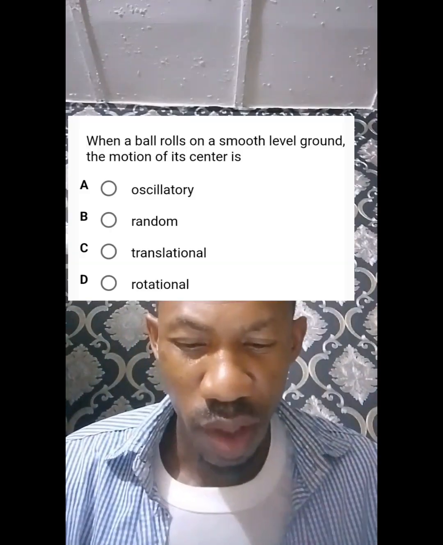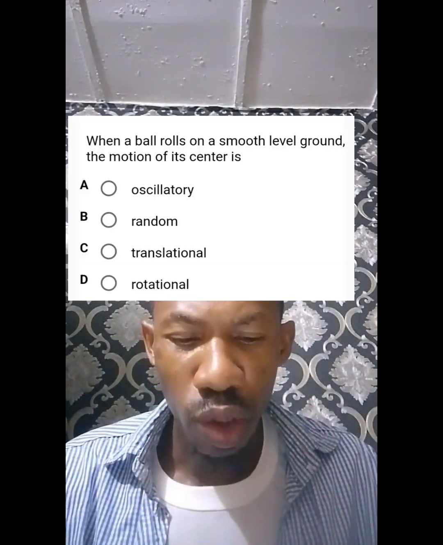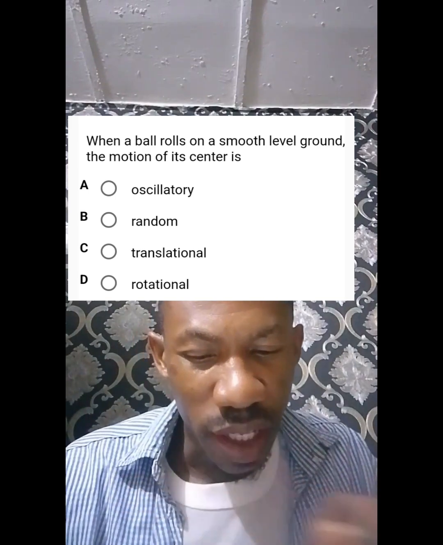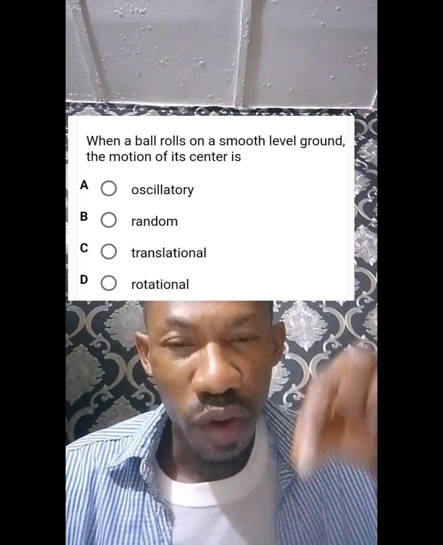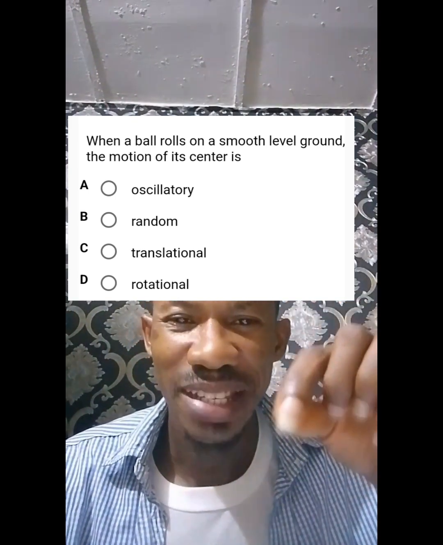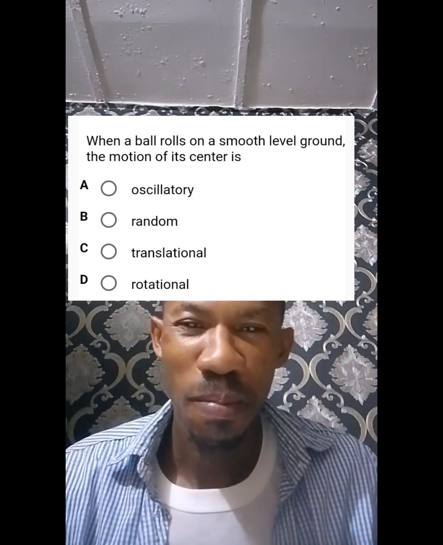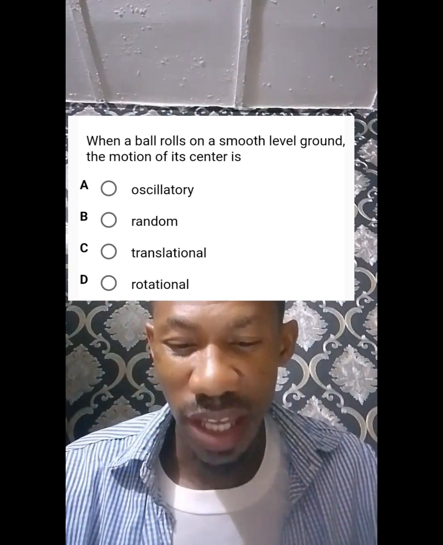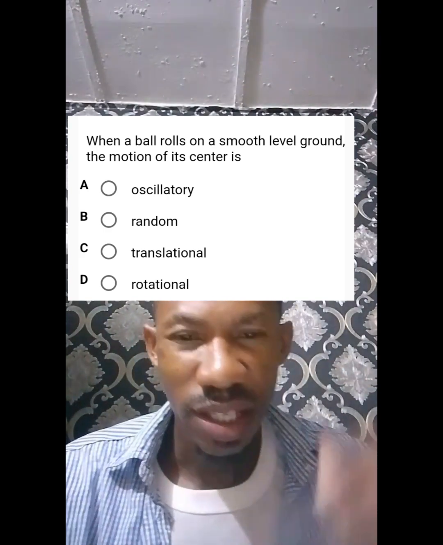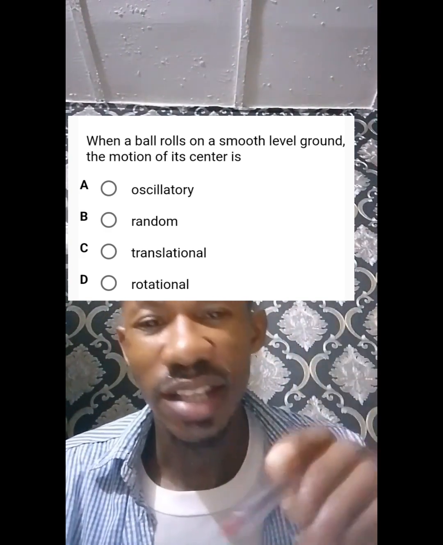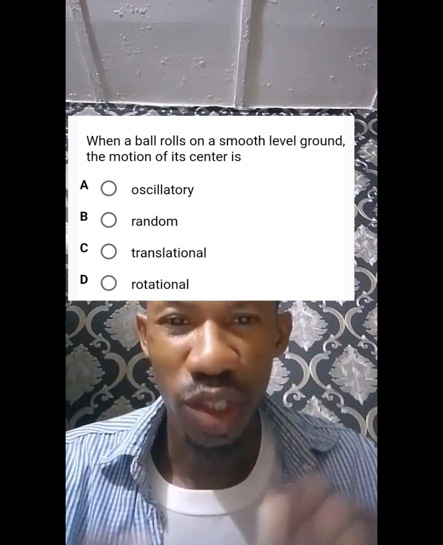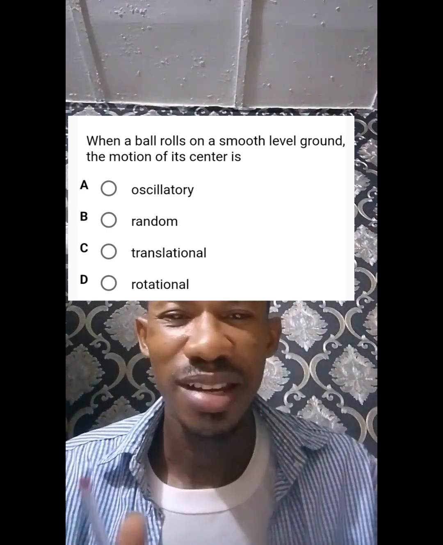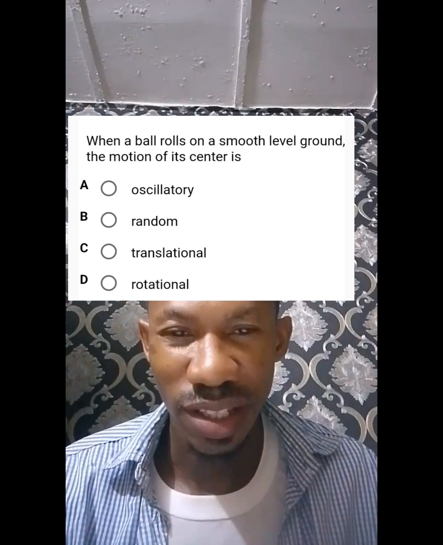Now, this is the one you are going to do for me, the one you are going to answer and put your answer in the comment section. When a ball rolls on a smooth level ground, the motion of its center is dash. This is a tricky one. A, oscillatory. B, random. C, translational. And D, rotational. So what's the answer? Provide the answer in the comment section.